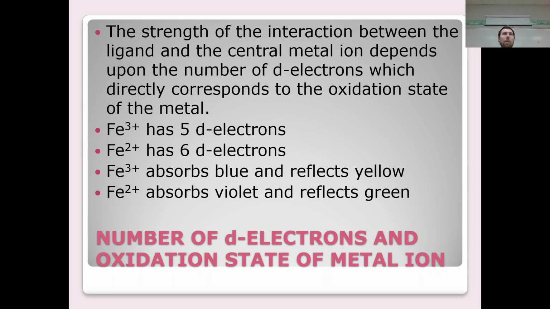Now that's different from if we looked at the difference between the manganese 2+ versus the Fe3+, right? So here we're comparing within different ions of the same element, right? So you've got Fe3+ with 5 d-electrons, Fe2+ has 6 d-electrons, and that's where we see that the number of d-electrons does impact the color of light that's absorbed and therefore what gets reflected. All right.